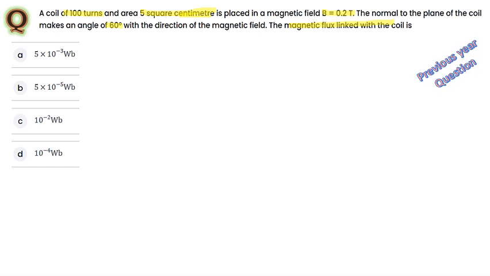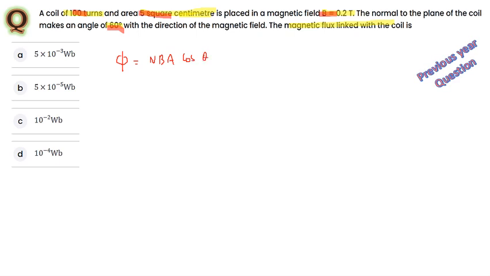100 turns means they have given the n value. 5 square centimeter, we need to convert this into meters. So the area has been given, the magnetic field value is also given, and the angle theta value is also given. What we are going to find out here is the magnetic flux linked with the coil. So the magnetic flux linked with the coil here is phi is equal to n B A cos theta.